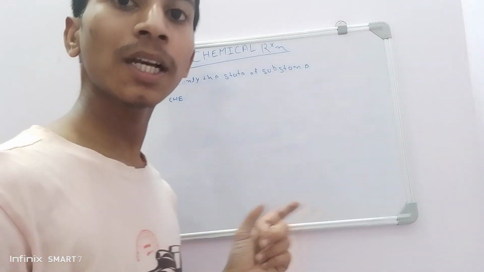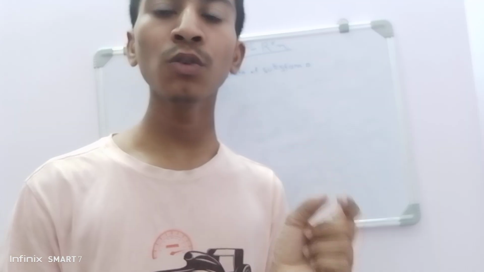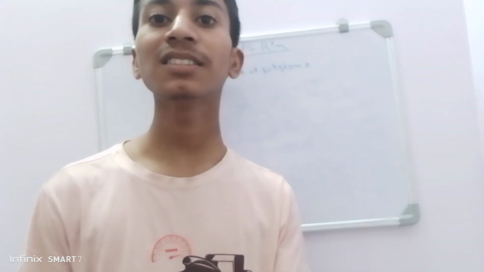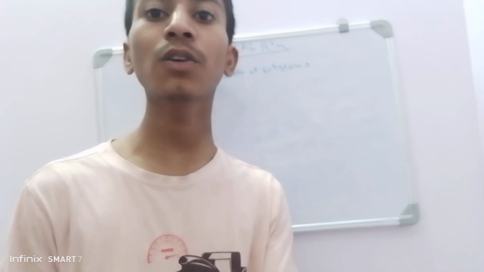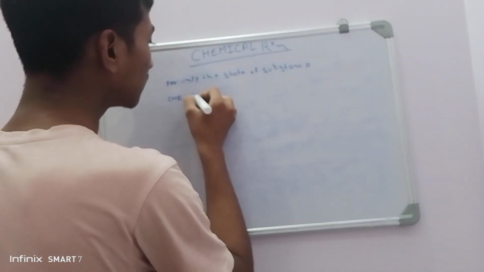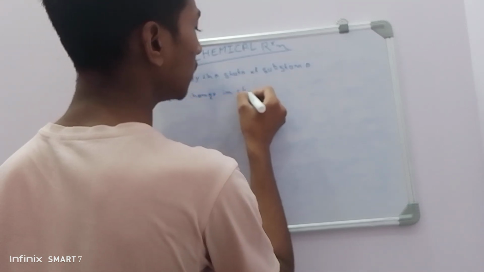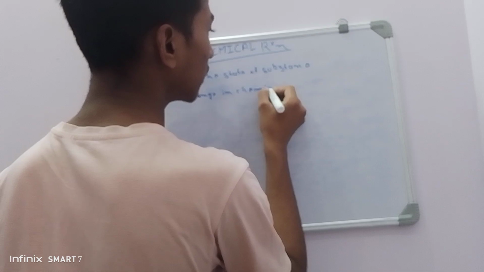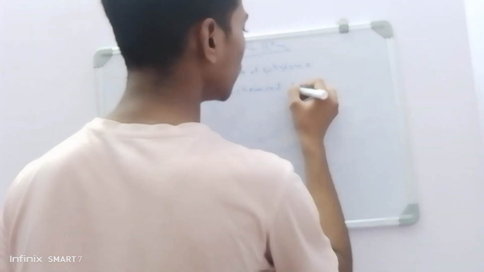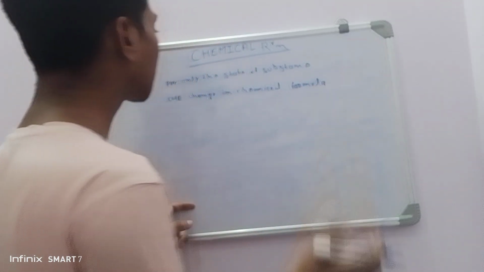When the chemical composition changes, or you could also define it as when the formula of a substance changes, then we will call it a chemical reaction. So you could say that a change in chemical formula is a chemical reaction. Then we will call it a type of chemical reaction.